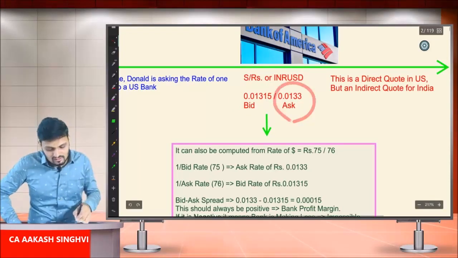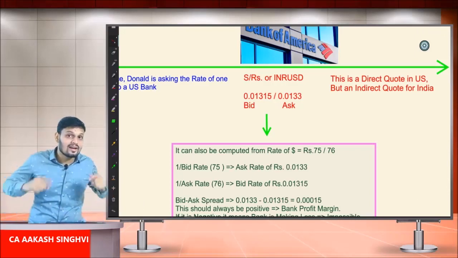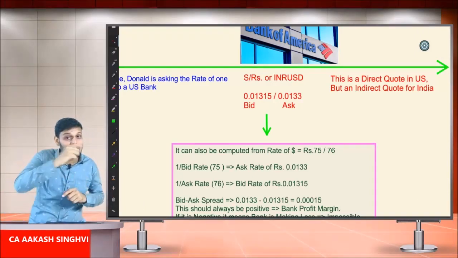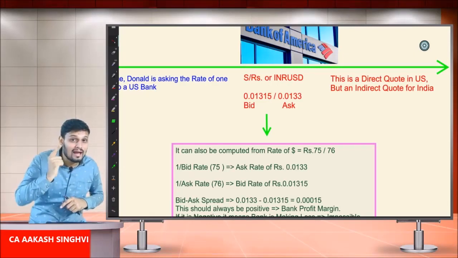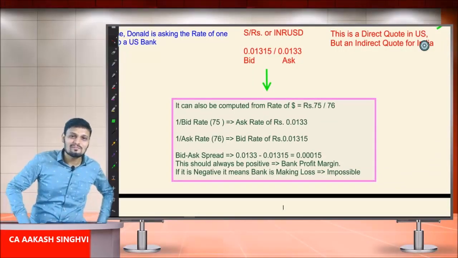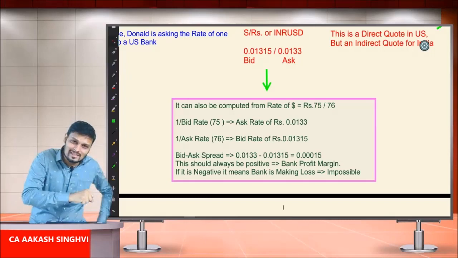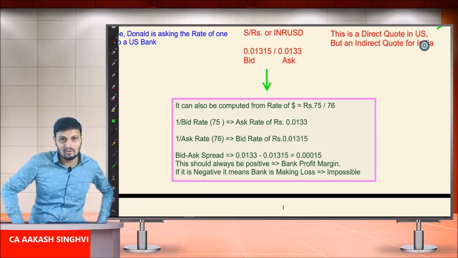And the ask rate is how much? 0.0133. Okay, now what does this mean? Let us now think from the point of view of the US Bank. A US Bank will try to buy dollars at a cheaper rate and sell dollars at a higher rate. Are you able to get me?